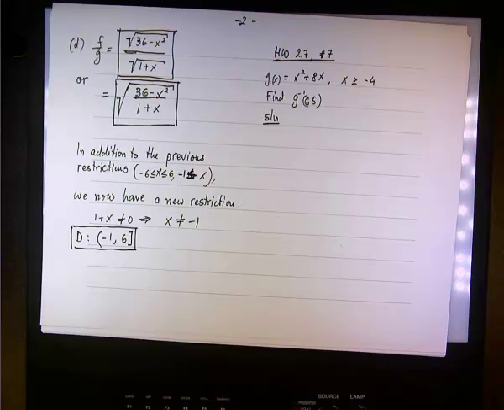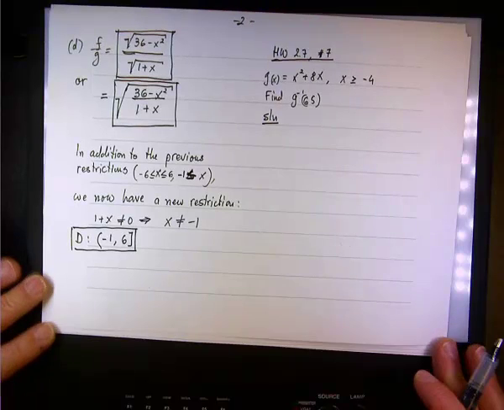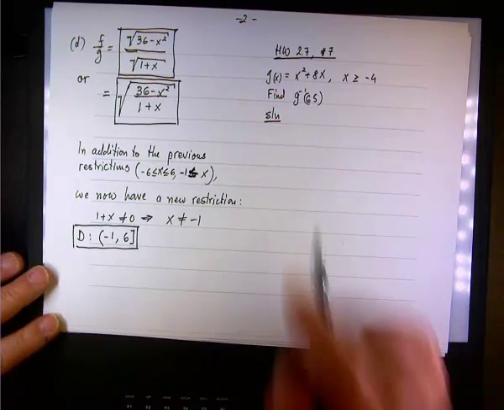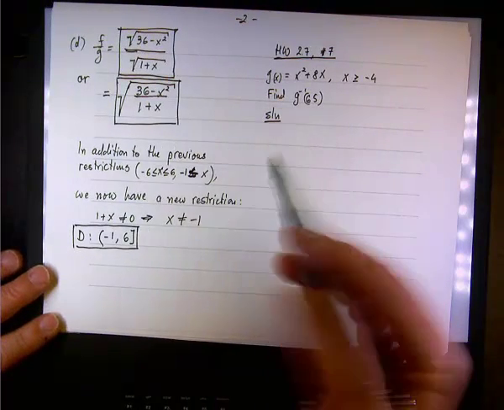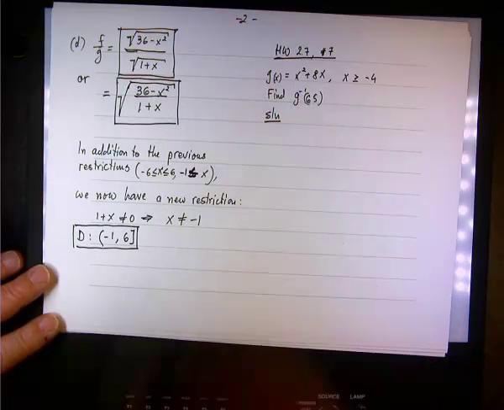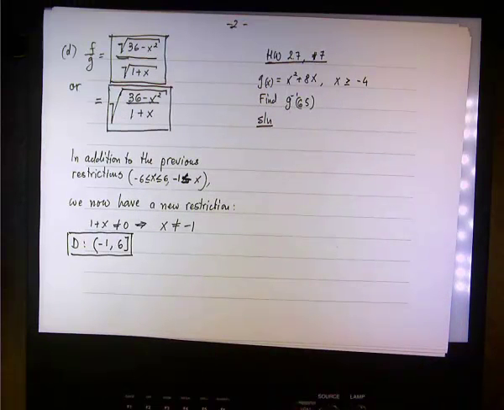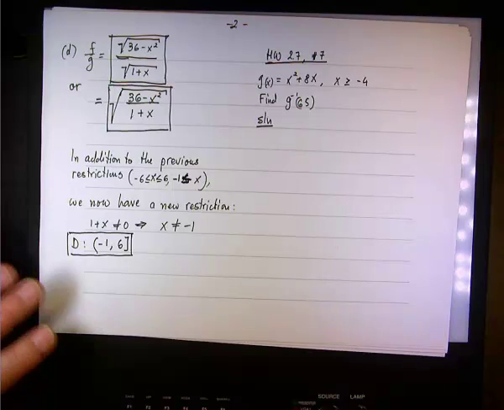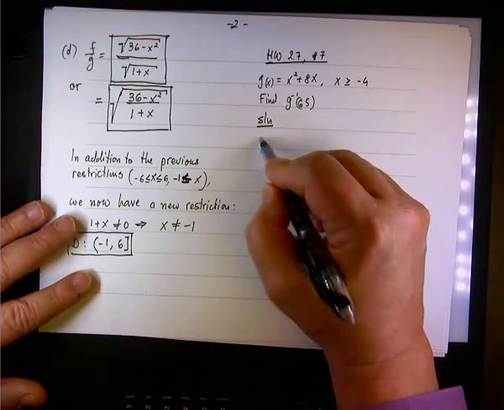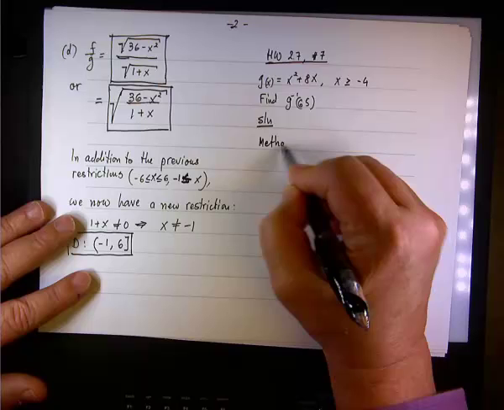There is a long way and a short way. I'm not sure which one is long and which one is short, but I'll show you both. One way is to find the inverse and substitute x equals 65. But I want to start with a different method.